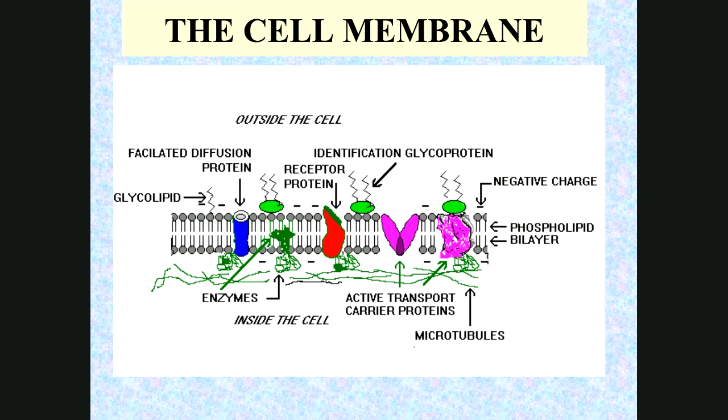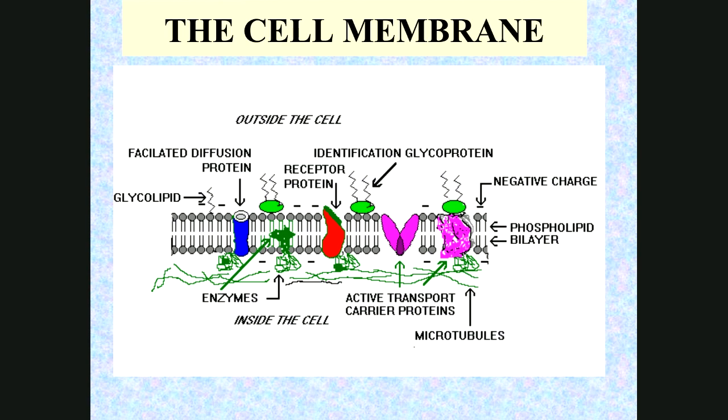So receptor proteins are just there to wait for a chemical to attach to them in order to cause an effect within the cell. The active transport carriers are the ones that use ATP to pump things into the cell or out of the cell, depending on what the cell needs.